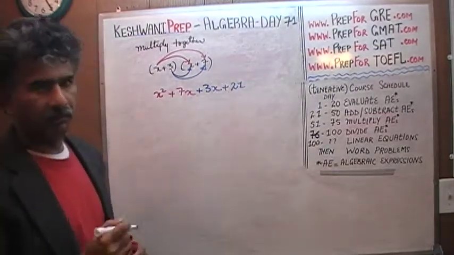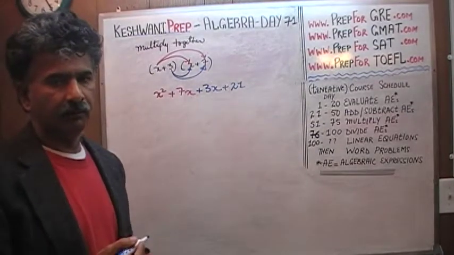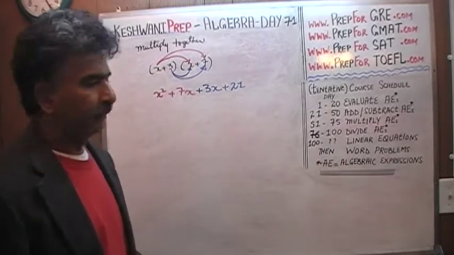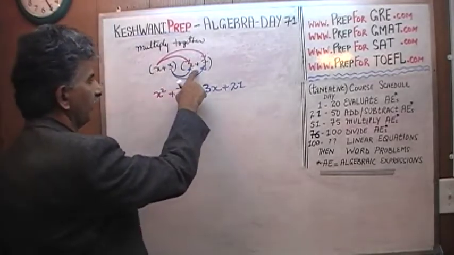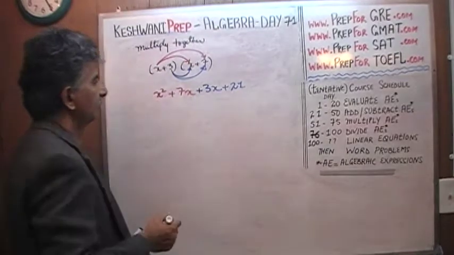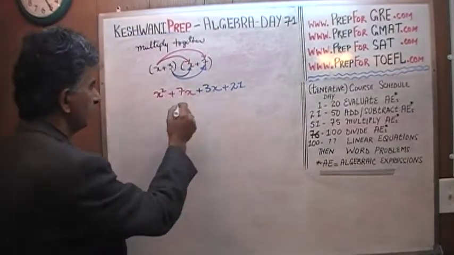Here I did not have to say positive or negative. We didn't have to worry about it because everything is positive. But of course we have to be careful. Positive times positive is positive, and so forth. Anyway, that's it. Now we have to combine the like terms.